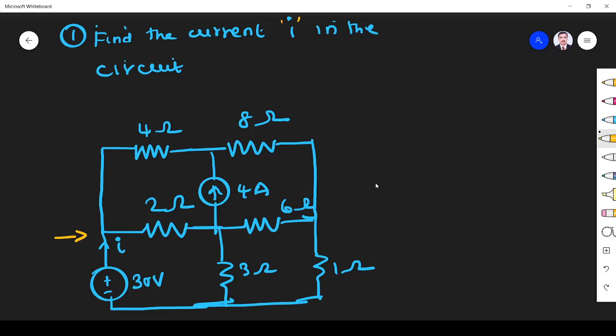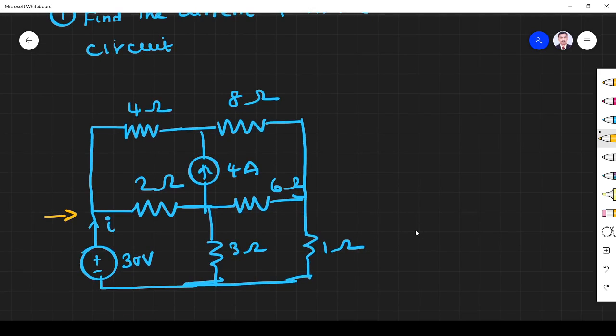Hi friends, in this video we solve supermesh related problems. Let us see the first question. Find the current I in the circuit. So this is the circuit. We have to find current I.